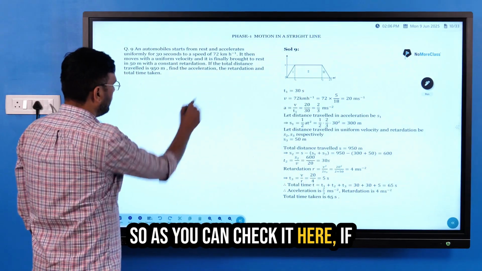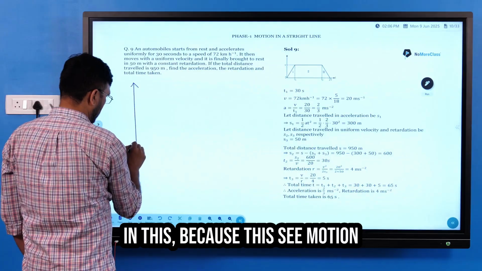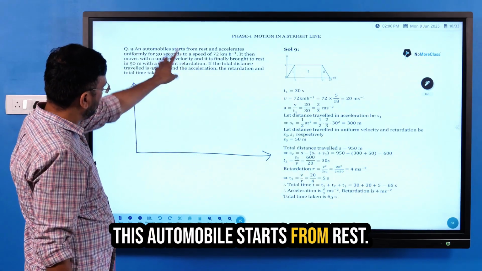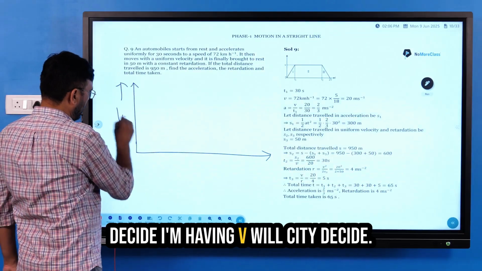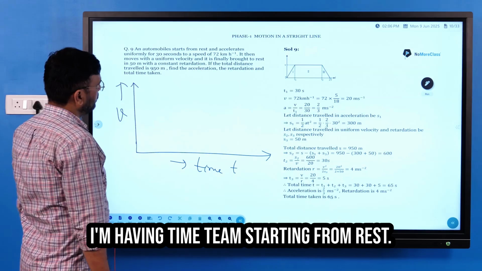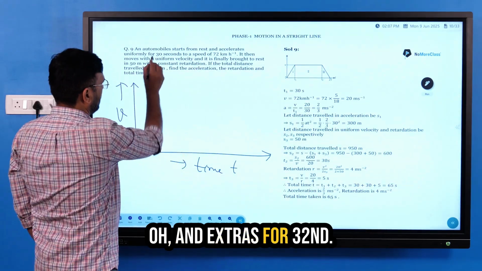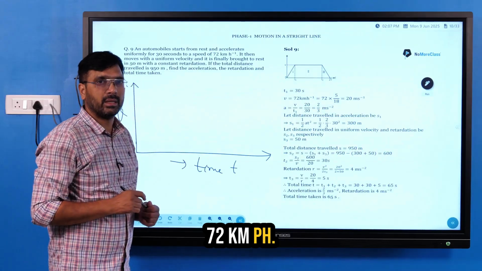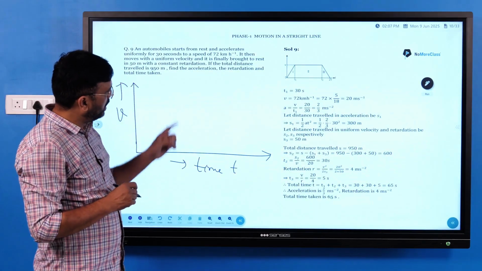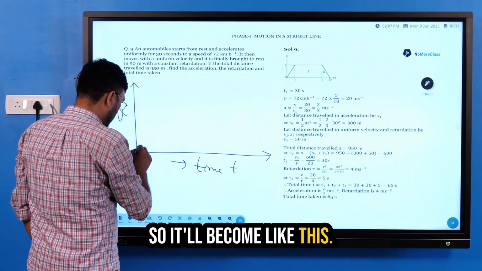As you can check here, if we draw a velocity versus time graph, because this is motion in a straight line. The automobile starts from rest. On this side I have V, velocity, and on this side time, T. Starting from rest, it accelerates for 30 seconds to 72 kmph. You can convert 72 kmph to meters per second, and you will get 20 meters per second.